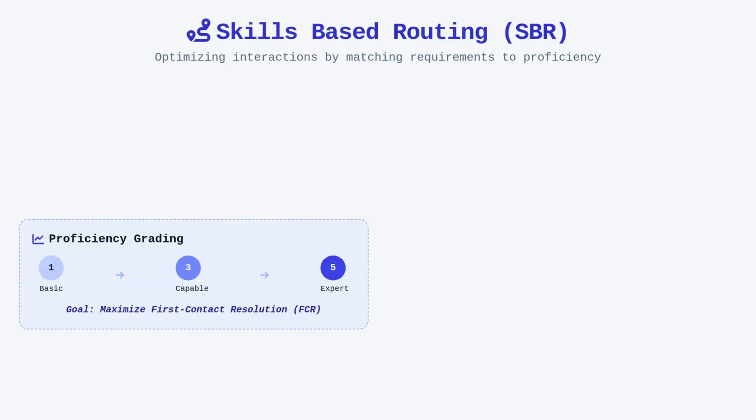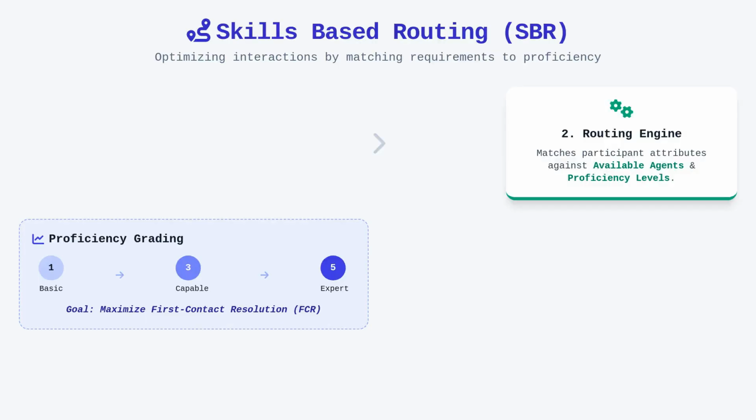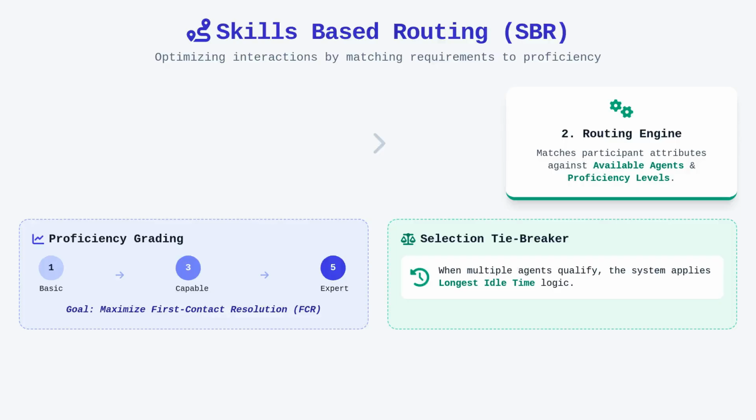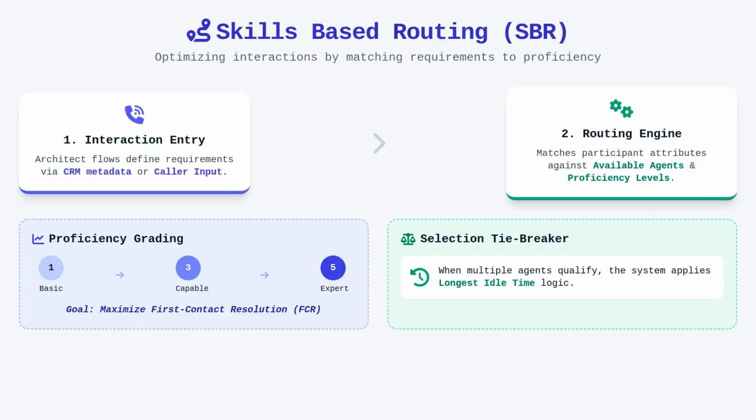When an interaction enters an ACD queue, the routing engine evaluates the participant attributes and compares them against the agents currently logged in and in an available status. If multiple agents possess the necessary skills, the system applies further logic, such as the longest idle time, to determine the optimal recipient. You must remember that skill requirements are defined within the Architect flows and can be dynamically adjusted based on caller input or metadata retrieved from your CRM systems.